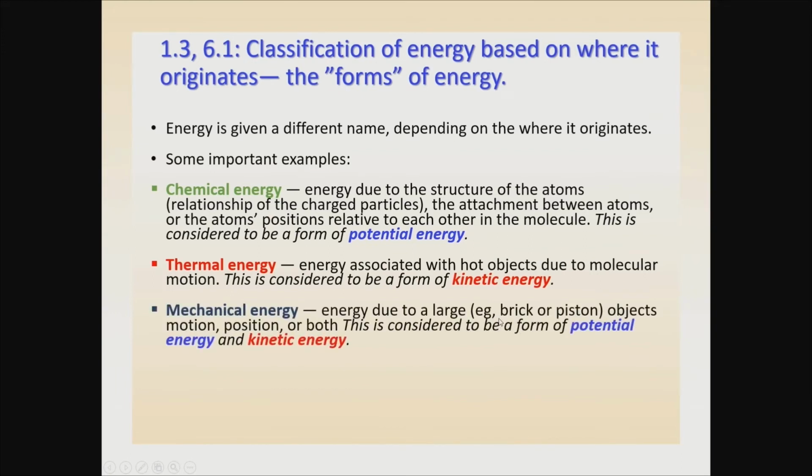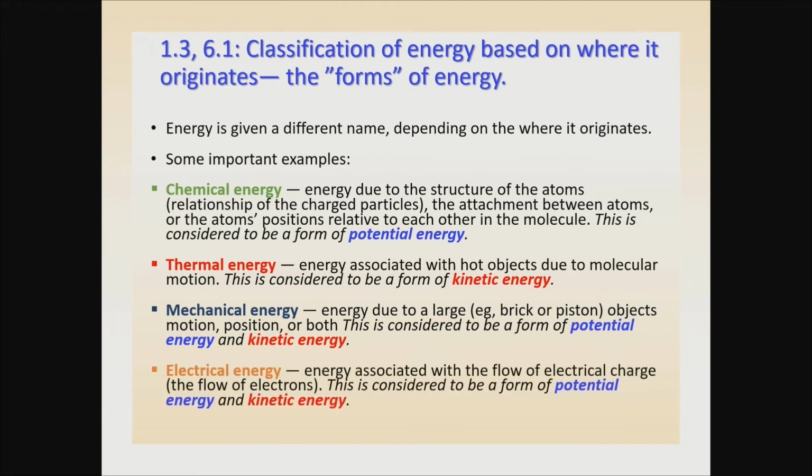This is energy usually seen in large mechanical devices, such as, for example, pistons or bricks or things like that. So if you have a piston moving in a cylinder, its movement is going to go through a cycle. So you'll have alternating potential and kinetic energy in that cycle. But overall, that energy would be considered mechanical energy.